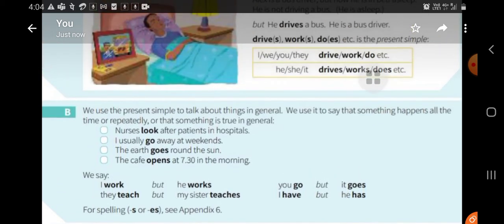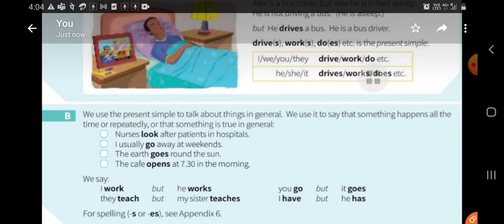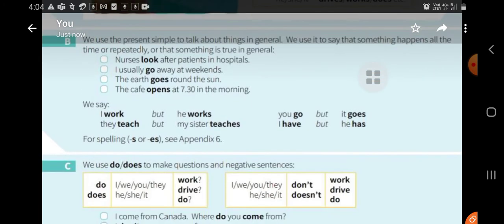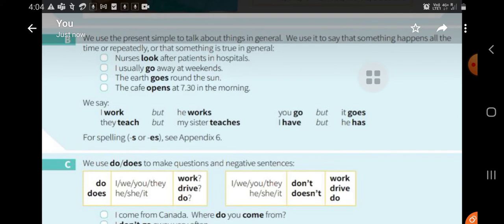That is this rule. When to apply this rule? I, we, you, they drive, work, do. He, she, it drives, works, does. You have to use the rule when what they are saying here happens all the time, repeatedly, or something is true in general. And we say I work but he works, you go but it goes, they teach but my sister teaches, I have but he has. I, we, you, they have; he, she, it has.